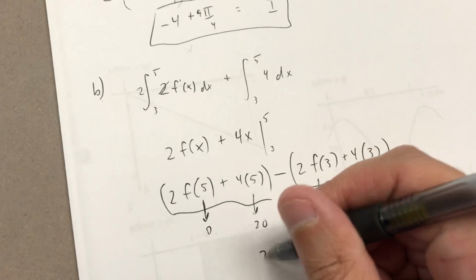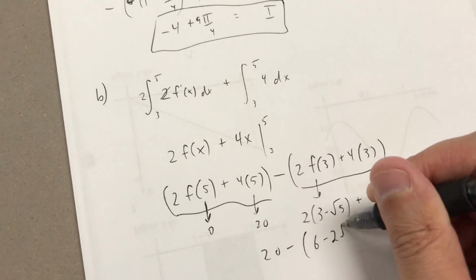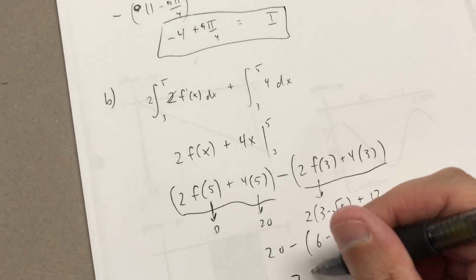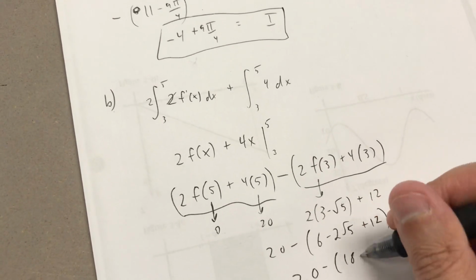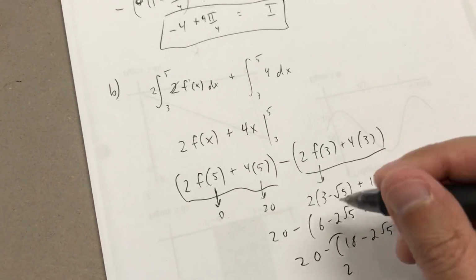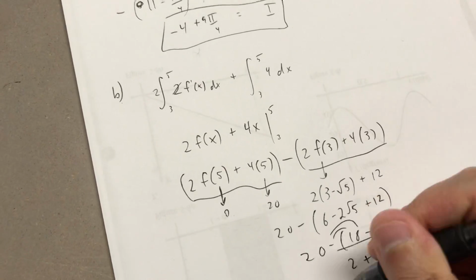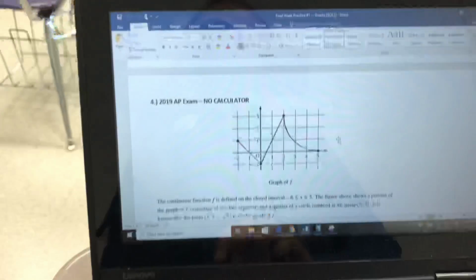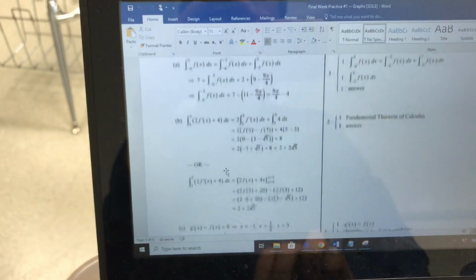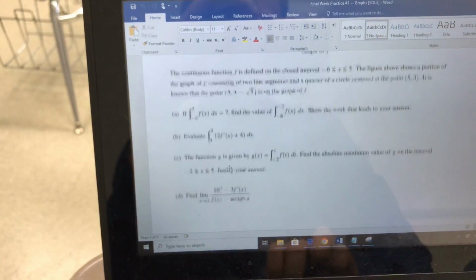Let's put all that together here. So we got 20 minus 6 minus 2 radical 5 plus 12, 20 minus 18 minus 2 radical 5. 20 minus 18 is 2, minus a negative 2, that's going to be plus 2 radical 5. So it looks like 2 plus 2 radical 5 if my hurried calculation works out. So let's see what's going on there. Yes, that's correct.